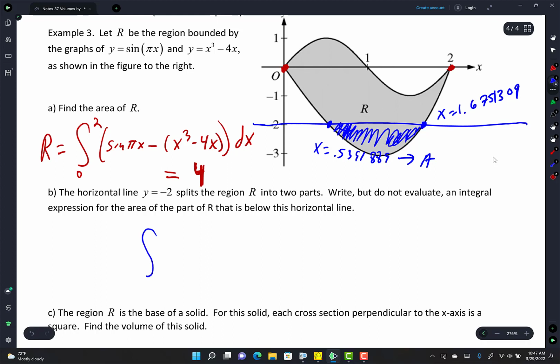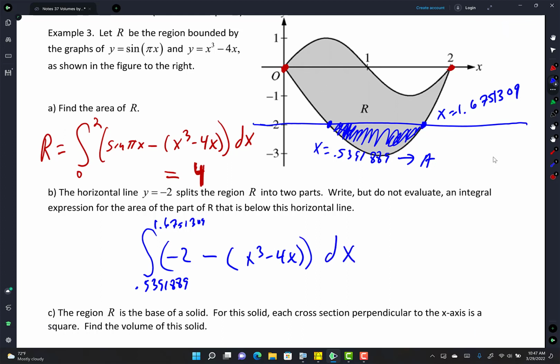So here it is. Integral from 0.5391889. I still prefer the letter A there, but that's fine. To 1.6751309. And then what do I put first? -2 minus what I put next. Close, and then I'm going to put a giant parenthesis like this. You can distribute, but be very careful if you do. If you don't like how it looks, you can say, no, I don't like that. Too many parentheses. You can distribute, just be very careful. And that's full credit right there.